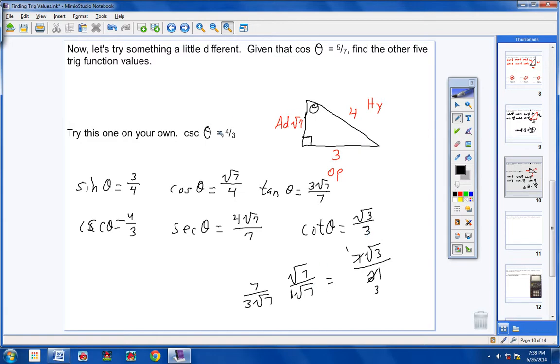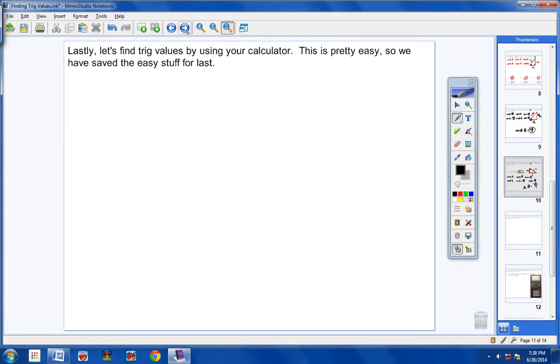We found all of the trig values for this right triangle, and all that we knew was this information right here, and we could take it from there. Okay? All right, let's continue on.